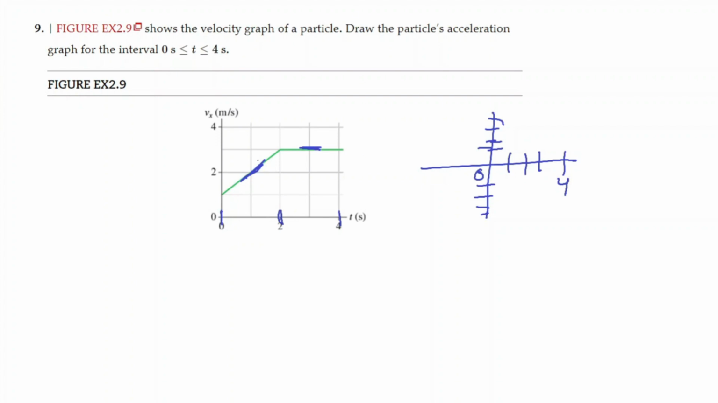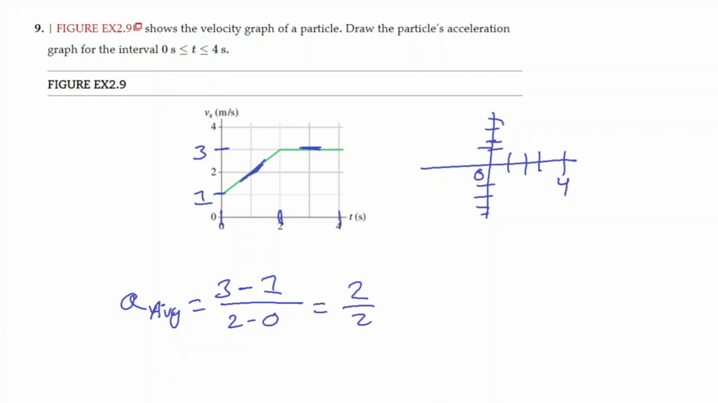Now from 0 to 2, we could use the average acceleration equation, in which that's going to be delta v, or rather velocity final minus velocity initial. So velocity final would be 3, so it would be 3 minus 1, which is velocity initial, and then delta t is going to be 2 minus 0. And our answer is going to be 2 over 2, which is just 1. So average acceleration from the interval of 0 to 2 is going to be 1. So we would just draw a straight line at 1 on our graph from 0 to 2. So let's draw that in red.